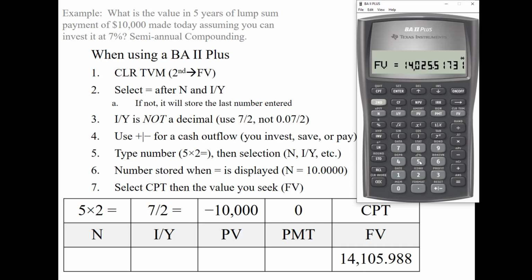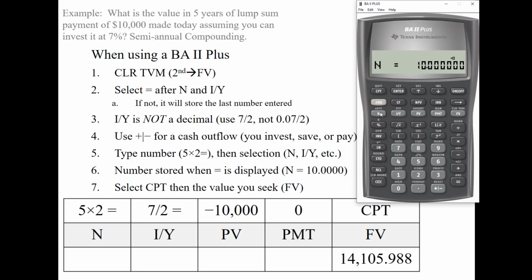First thing that we want to do whenever we're working with our time value of money worksheet is to make sure that we clear it out. So I'll hit second and FV. And then clear the value that's stored in the calculator. And now we're going to adjust for our semi-annual compounding. So I'm going to hit 5 times 2 equals, where 5 is the number of years and 2 is the number of compounding periods per year. And I'll make sure that I hit equals after that so that it stores the value of 10 and not the value of 2. And then I'll select N.